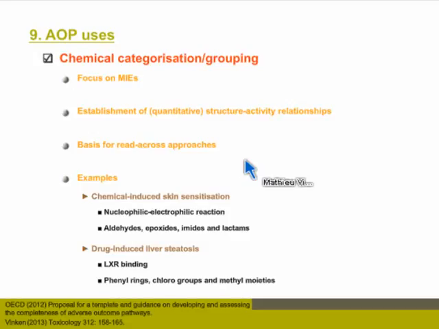approaches. And the first example here comes from this AOP on chemical-induced skin sensitization, which was discussed at the start of the presentation, in which this nucleophilic-electrophilic reaction is very important, and this is mainly seen with aldehydes, epoxides, amides, and lactams. Second example is the AOP on drug-induced liver steatosis, and remember there that the MIE was the binding to this nuclear receptor. And this is typically seen with chemicals that have phenyl rings, chloro groups, and metal moieties.